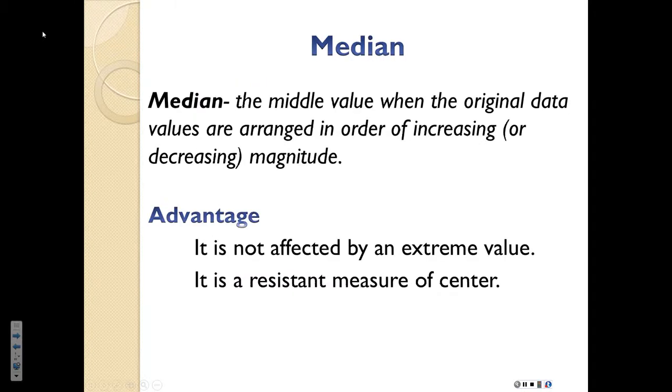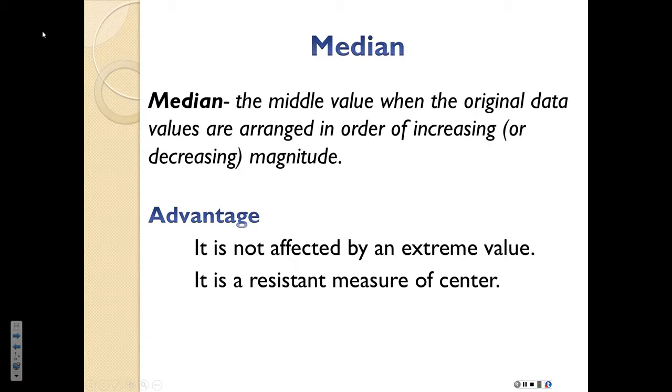Next word, median. Here is the definition: it's the middle value when the original values are arranged in order of increasing or decreasing magnitude. What does that mean? All your data values are ordered in the proper order, and the median is the physical middle number. I would memorize this and jot it down. Median is the physical middle. That's your word association for median.